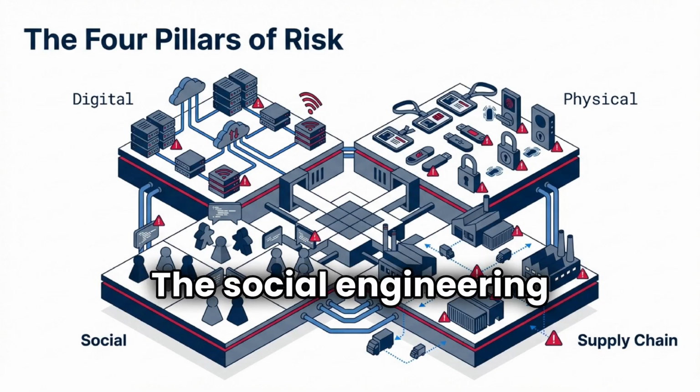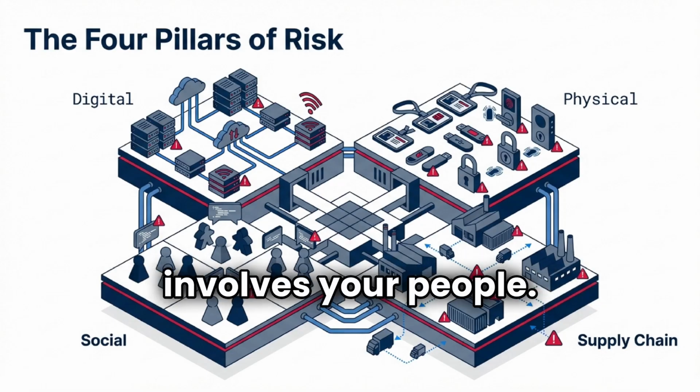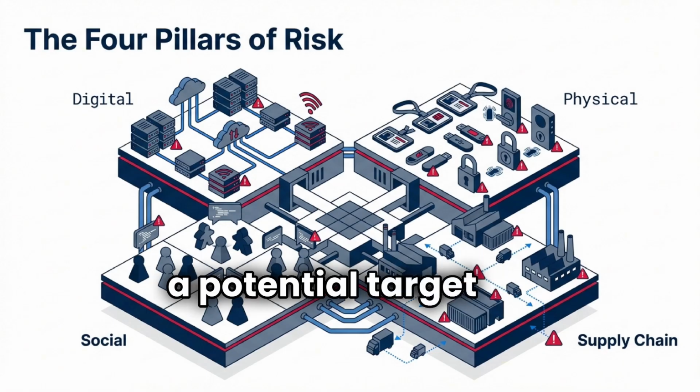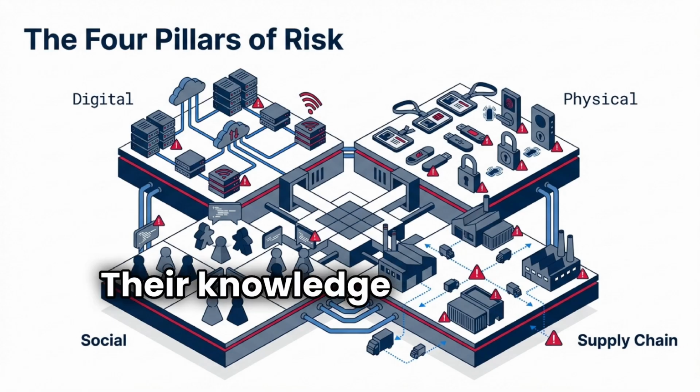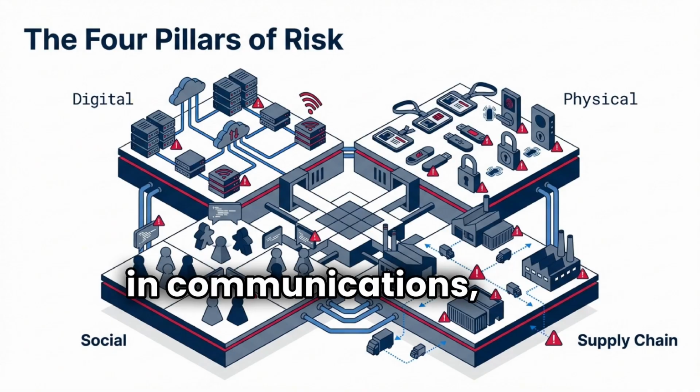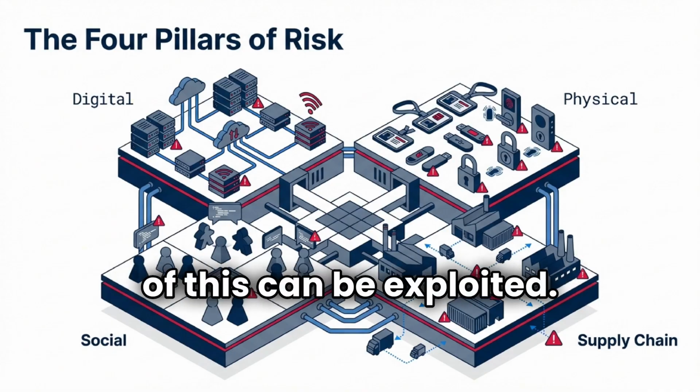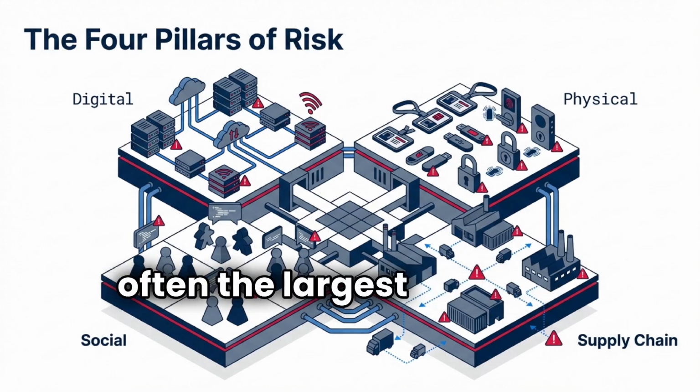The social engineering attack surface involves your people. Every employee is a potential target for phishing, pretexting, or manipulation. Their knowledge of systems, their access to credentials, their trust in communications, all of this can be exploited. The human element is often the largest and most vulnerable part of your attack surface.